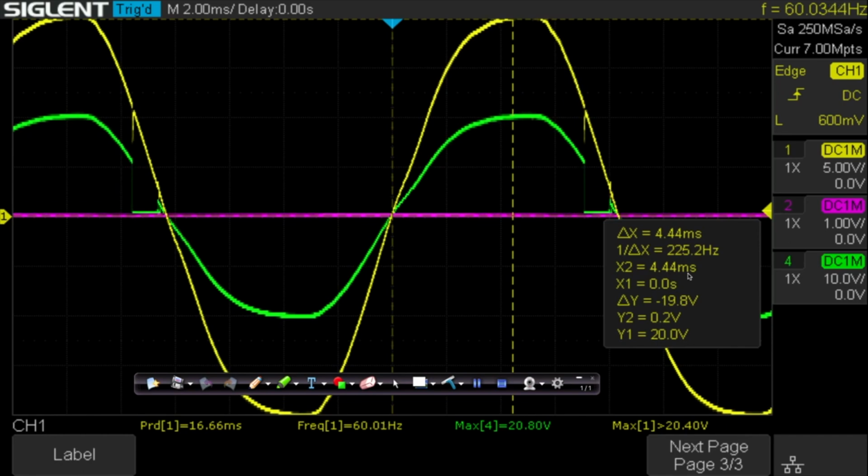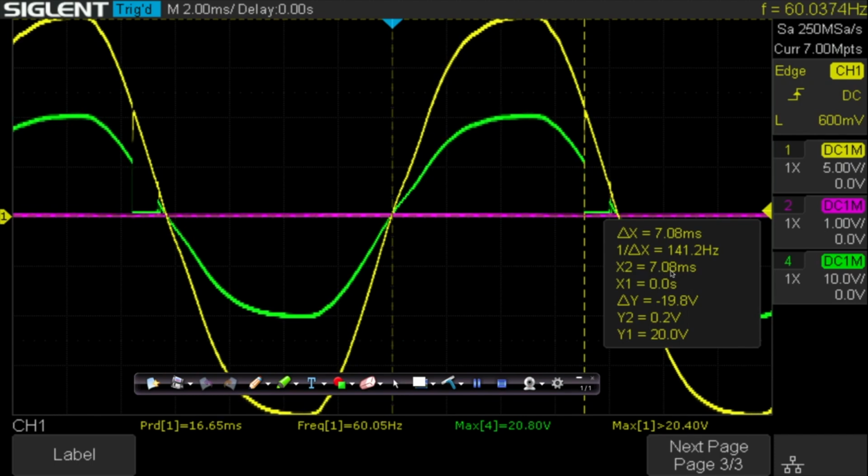And then I'm just going to go to my cursor feature here and slide that line over to there. Now we're going to measure the difference. I'm just leaving this one on the 0 crossing. It's going to measure the time duration between the dotted cursor lines. Now it's 7.08.